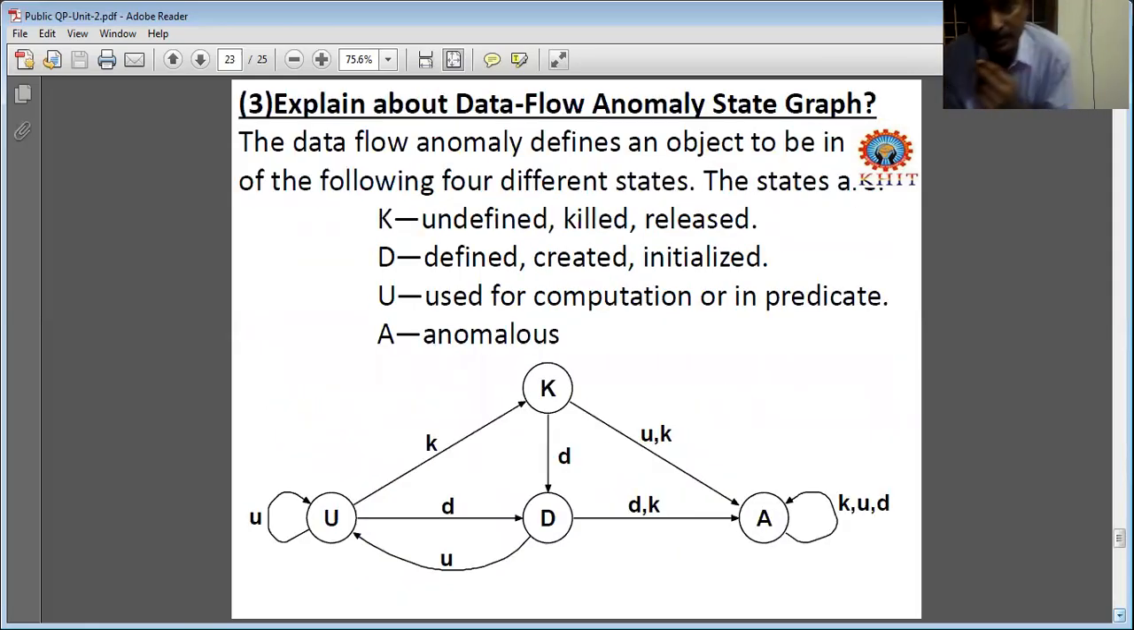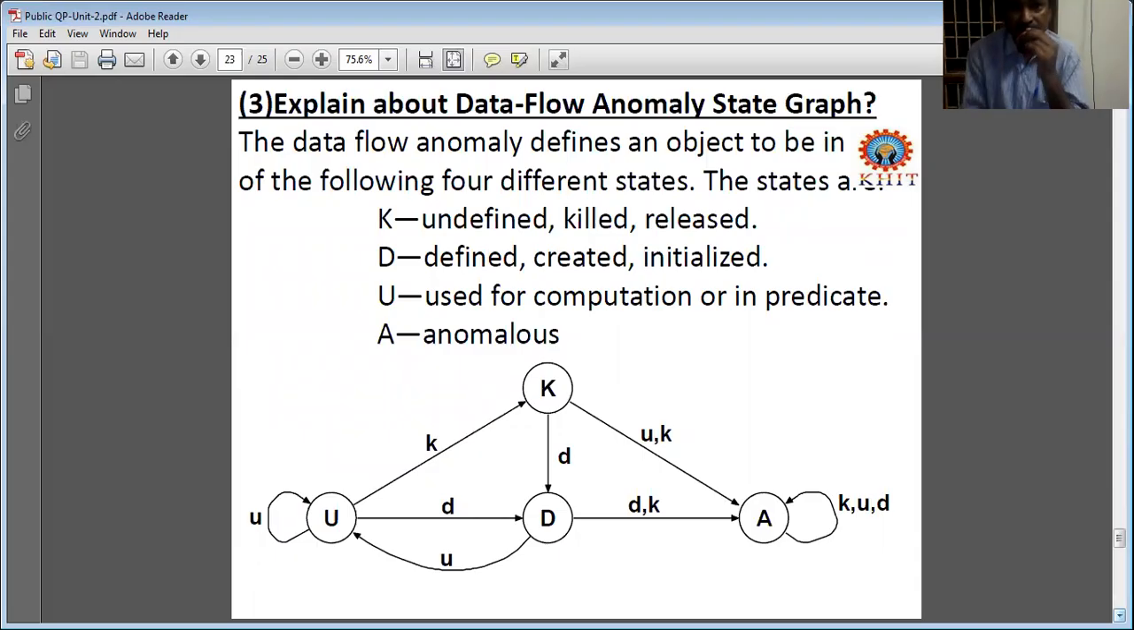Explain about the next question. Explain about the data flow anomaly state graph. The data flow anomaly defines an object to be in one of the following four different states. The states are K, D, U, A. Here, capital K is known as undefined, killed, released.